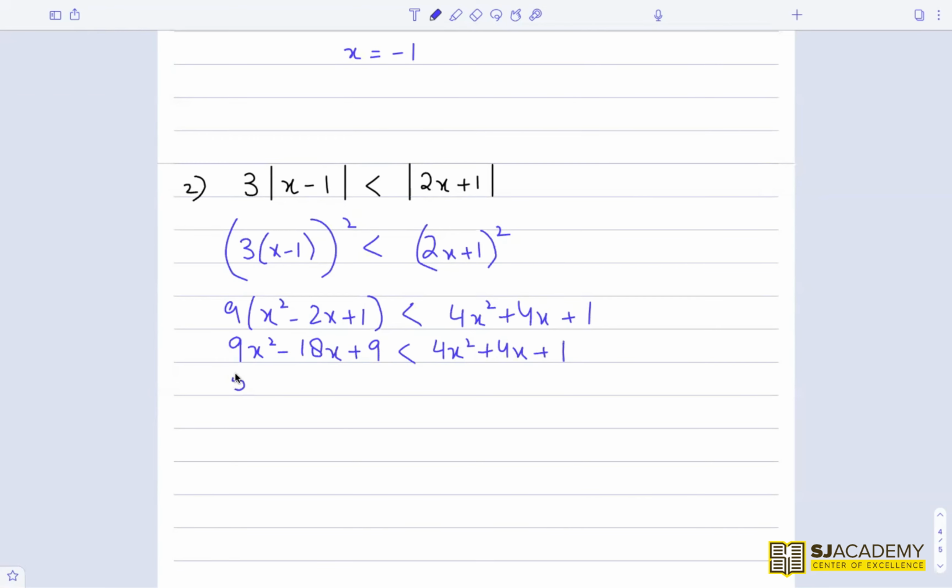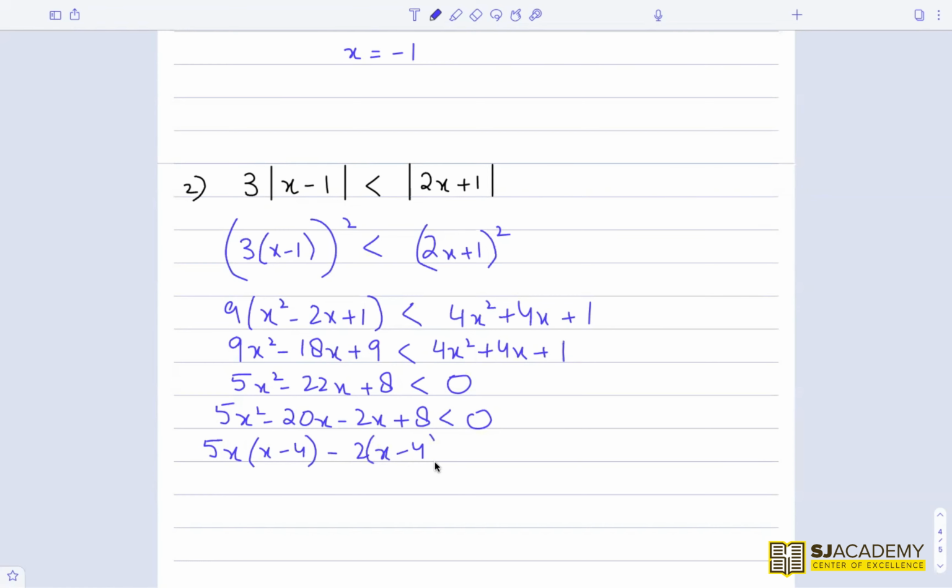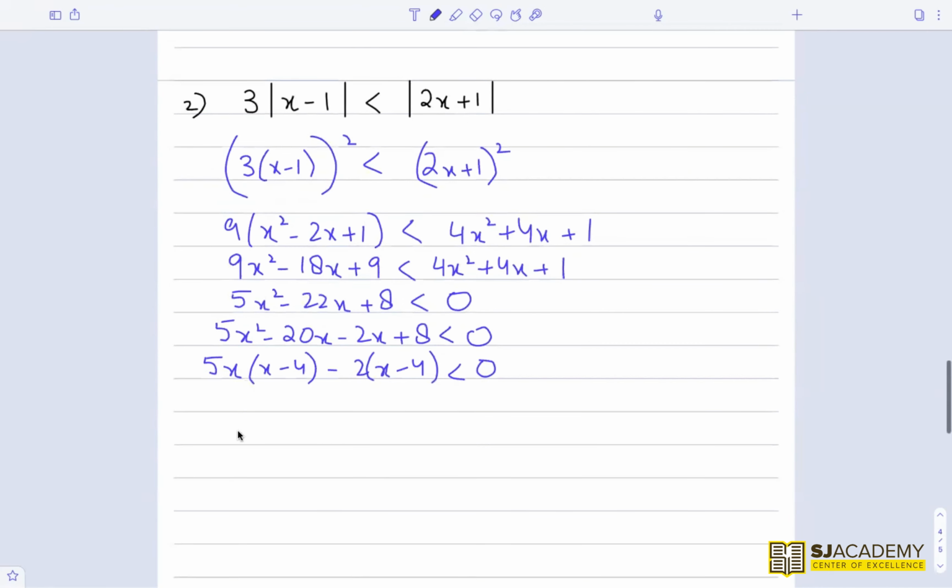Simplifying this, we get 5x² - 22x + 9 - 1, which will become +8, less than 0. Factorizing this, we get 5x² - 20x - 2x + 8, which is less than 0. Taking 5x common, we get 5x(x - 4), and taking 2 common from the rest, we get -2(x - 4), less than 0. So the factorized form is (5x - 2)(x - 4) less than 0.